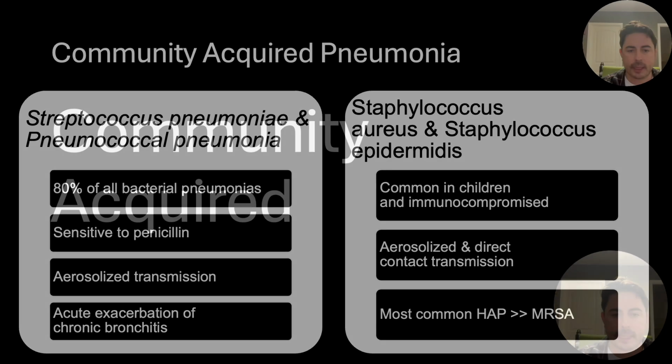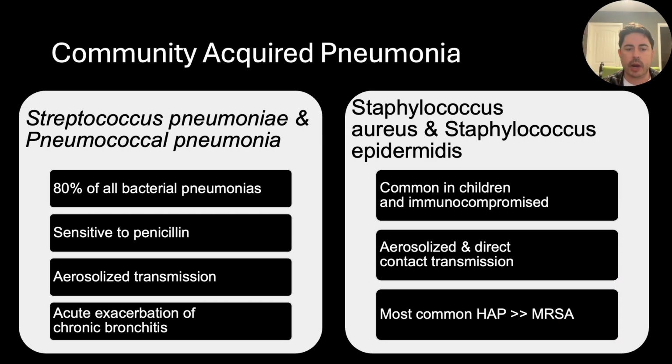So let's delve into community-acquired pneumonia a little bit. We're going to talk about CAP in more depth. When we look at community-acquired pneumonia, the common bacteria that we see is Streptococcus pneumoniae, or pneumococcal pneumonia. Remember, these are cocci, round-shaped bacteria that you would see in your gram stain.